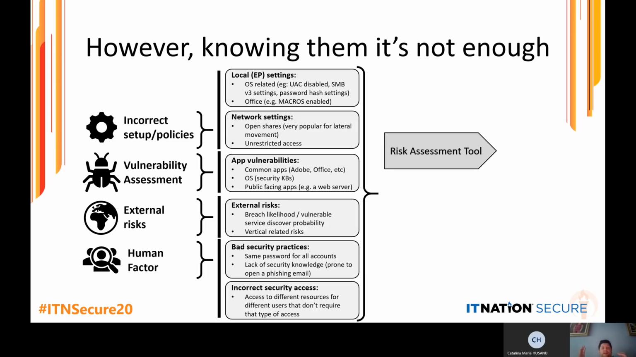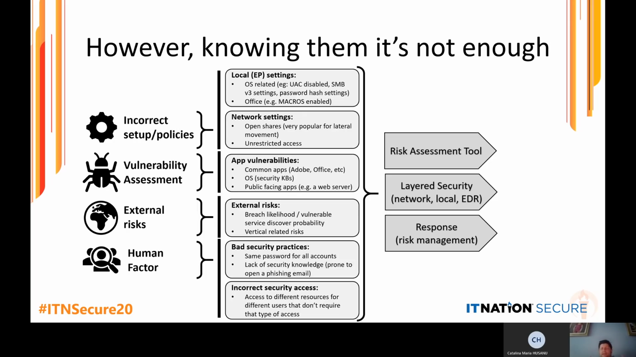So what we actually need is a risk assessment tool. If we have something like this, then we can at least list all of the risks that our company has. We also need the local security layer and a layered security, like network, local, EDR, and so on. And this is actually really important. We need a response mechanism for risk management.